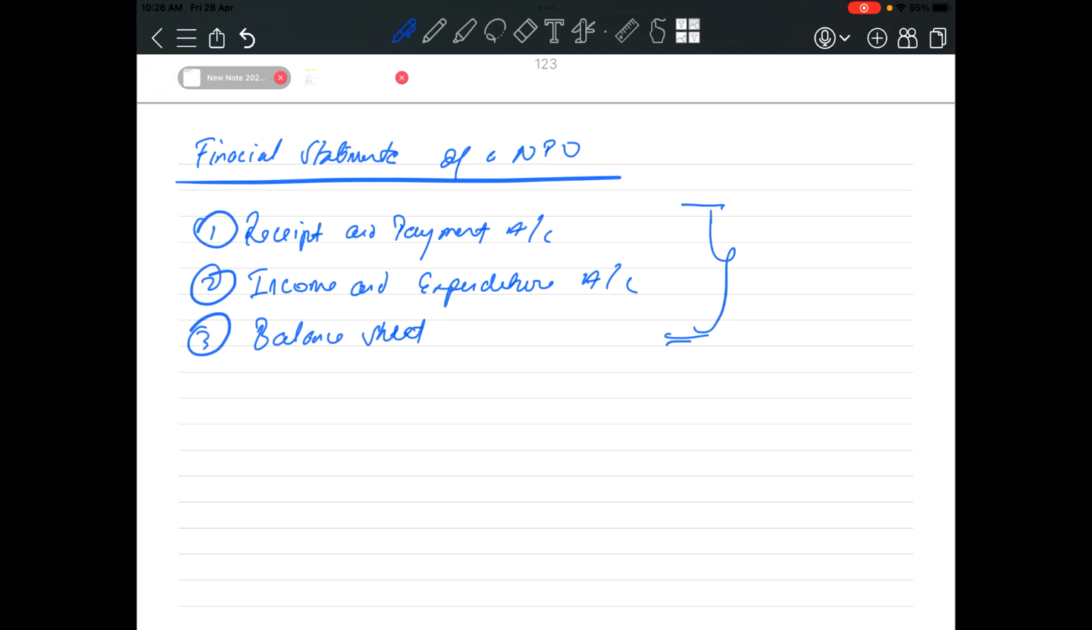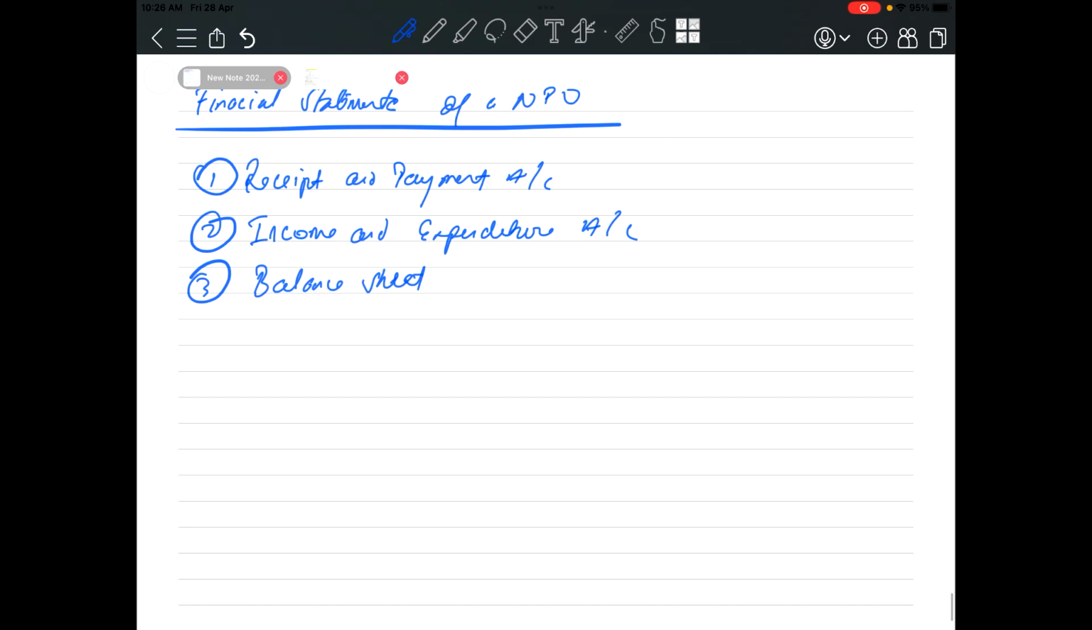In a normal profit business, in a trading business, you will have trading account, then profit and loss account, then balance sheet. But in case of NPO, we will prepare receipt and payment account, income and expenditure account, and balance sheet. Now let's try to understand in detail what these accounts are. First let's talk about receipt and payment account.